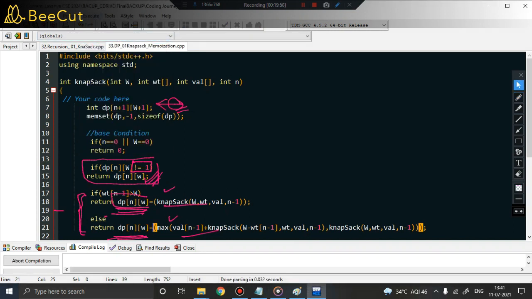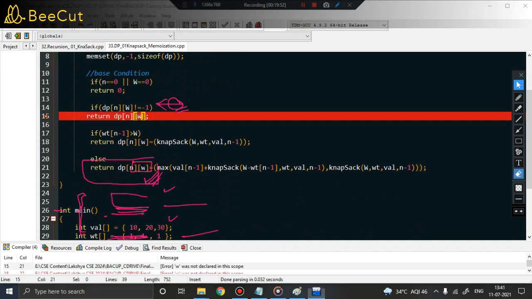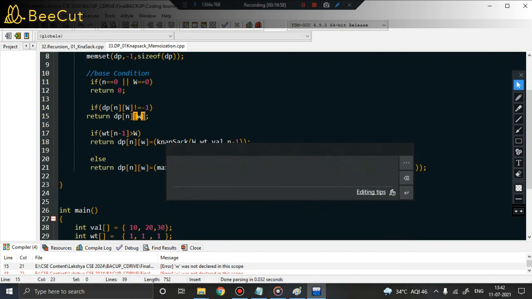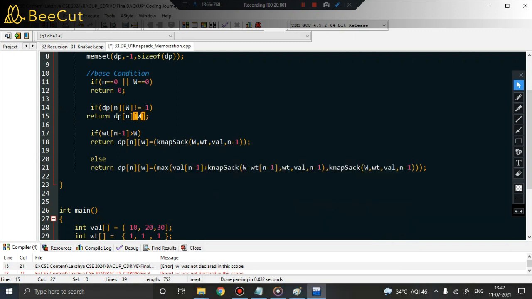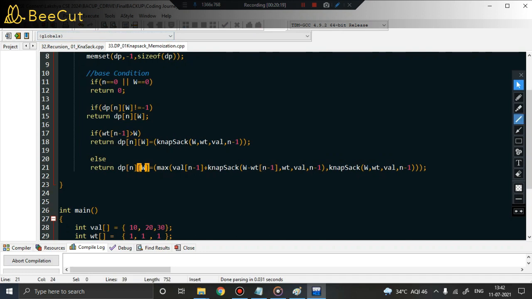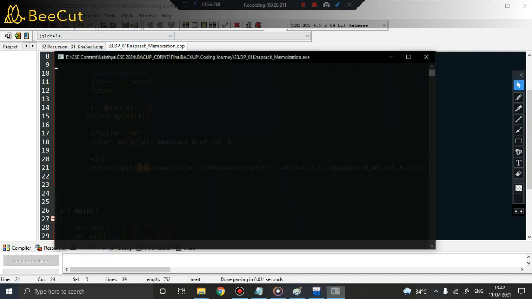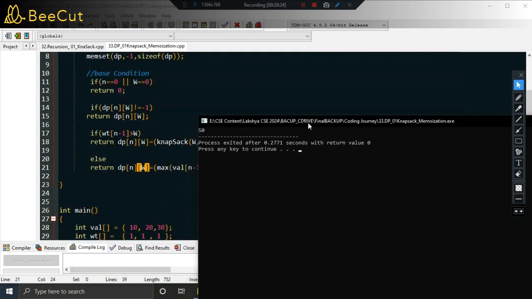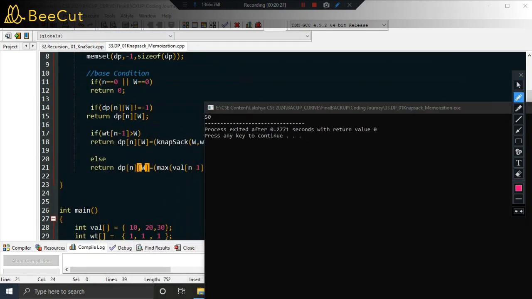So let us now execute this code again. The example is same. The answer should be 50. Okay, so this will be capital W. It's my mistake. So let us write it as capital W, because capital W is the capacity of knapsack, right? So this will also be capital W, and here also it will be capital W. So I hope there are no more issues. So you can see basically by using memoization also you got the answer as 50.